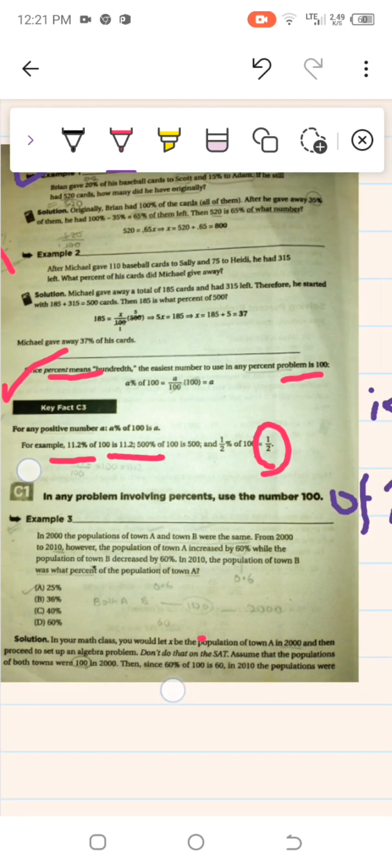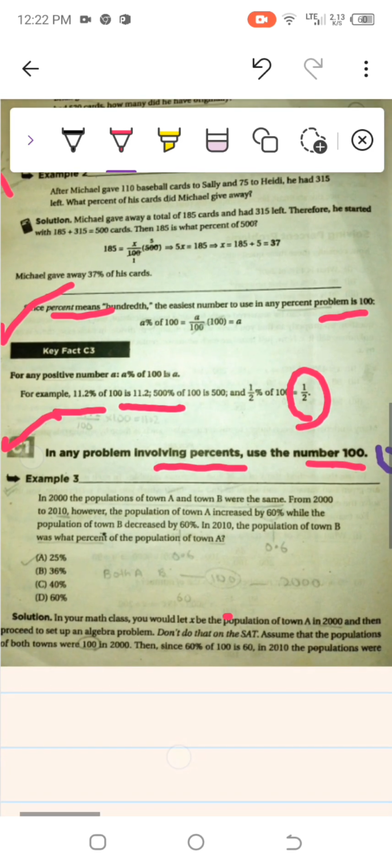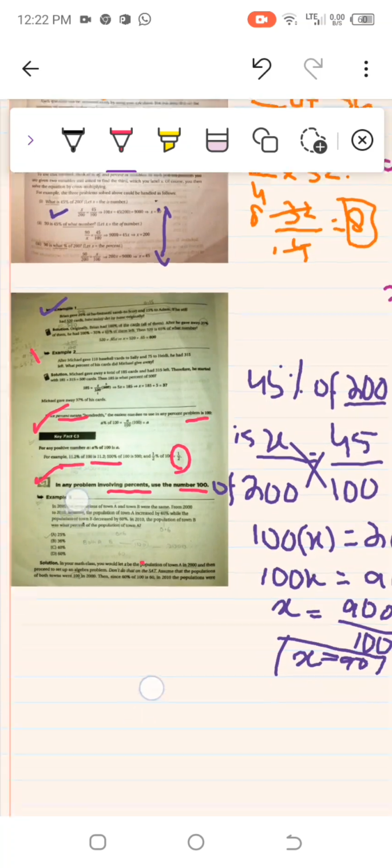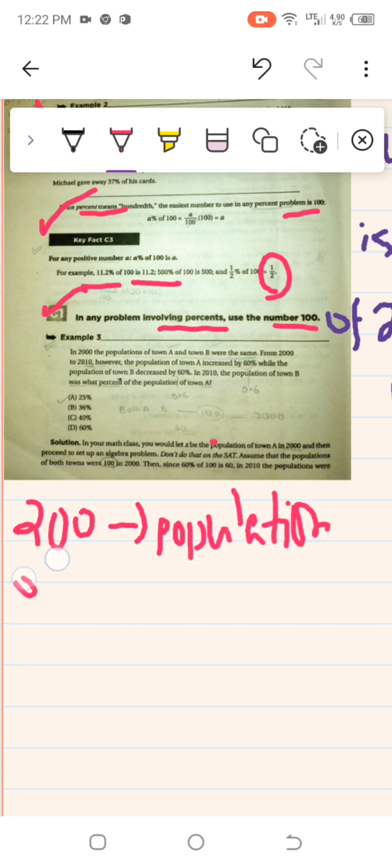Okay, so here let's go with the problem. In any problem involving percentage, use the number 100. If in any problem the percentage is used, you guys will use the 100. For example, here we have percentage. In 2000, the population of town A and town B was the same. As you can see, I'm going to solve it here.